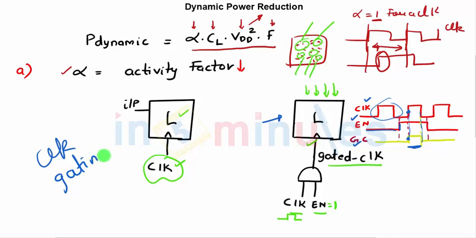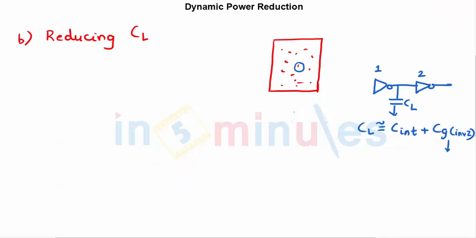Let's go ahead and understand the next thing, which is reducing the load capacitance. Now, let's say there is an inverter which is driving another inverter. The output of this inverter is going to the input of the next one. So there will be some load capacitance. I've approximated this load capacitance to be nothing but some interconnect capacitance. We already saw interconnects. So interconnects would have some capacitance and nothing but the gate of this guy.